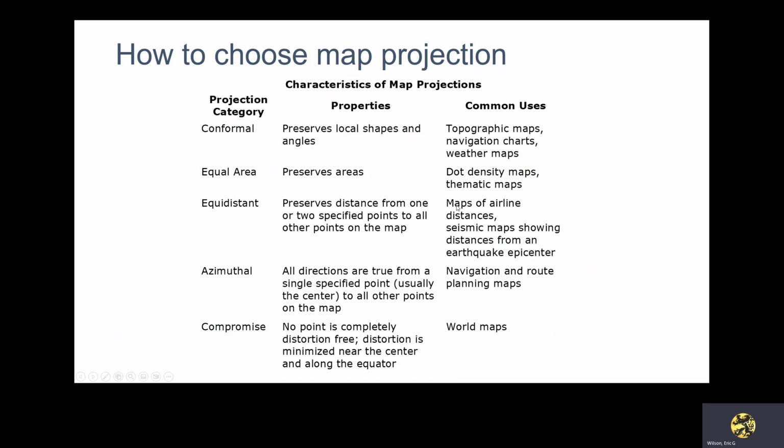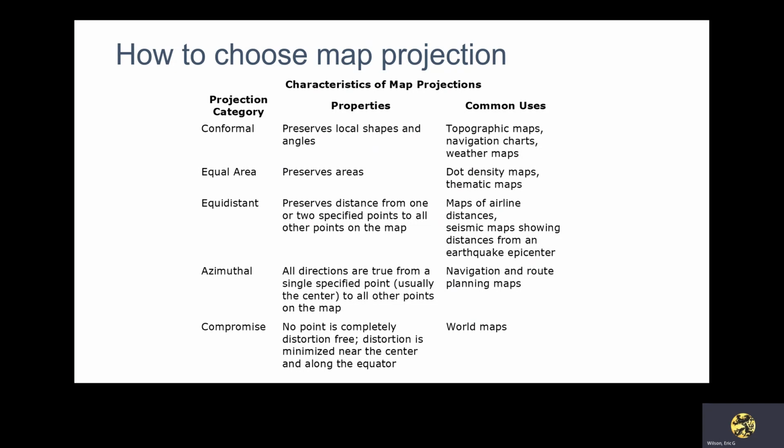So when you're looking at that, and you're like, how do I determine which projection to use? Here's some tips that a lot of people use: conformal projections for topographic maps, navigation charts, weather maps; equal area for dot density maps and thematic maps. That preserves the areas, makes it a little bit more realistic looking.